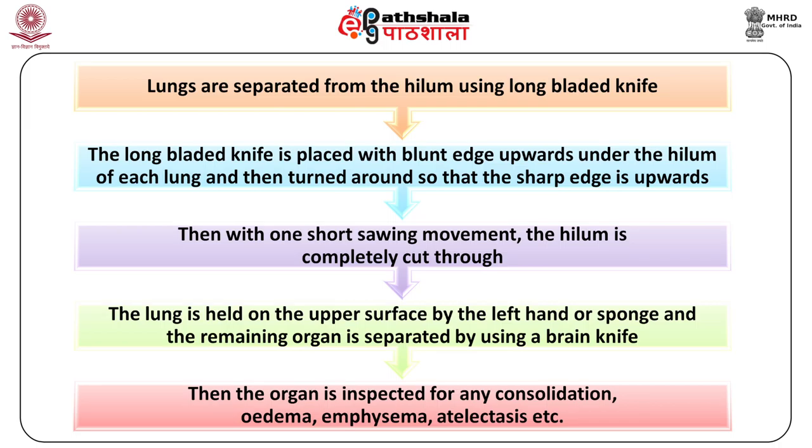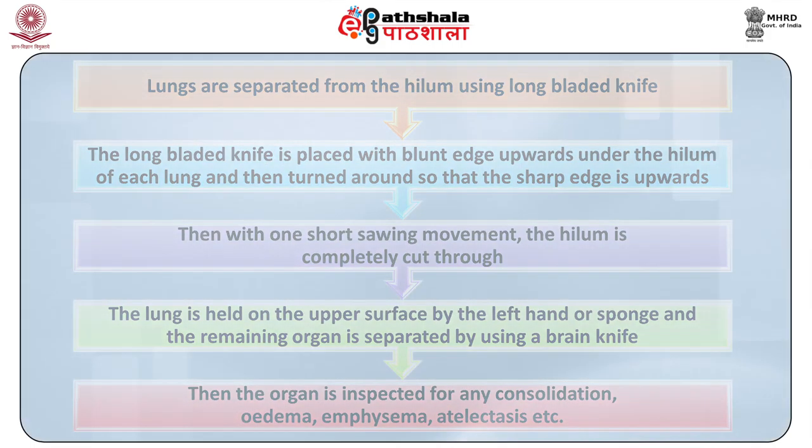Then the lung is held on the upper surface by the left hand or a sponge, and the remaining organ is separated by using a brain knife. Then the organ is inspected for any consolidation, edema, emphysema, atelectasis, etc.